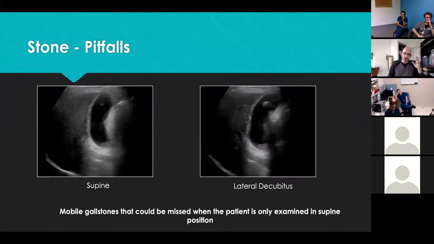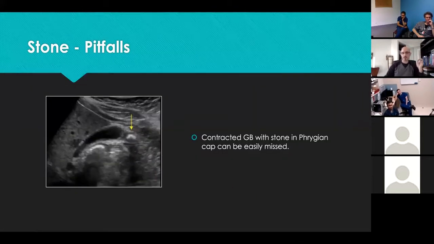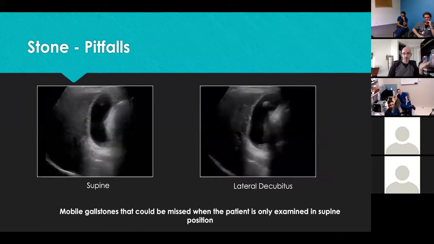Again, from the DDU exam point of view, all of these pitfalls for the stone are, at least for us, very common DDU exam questions: to mention pitfalls for the gallstone and how to differentiate them.